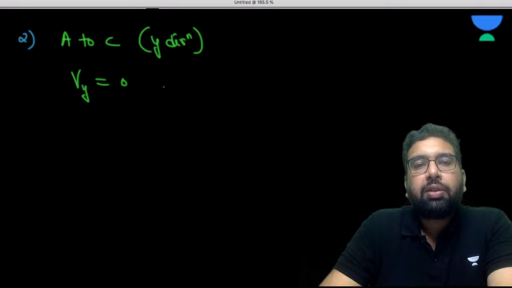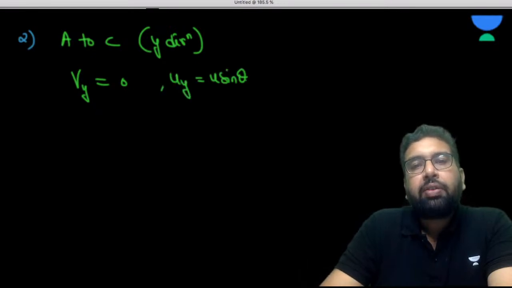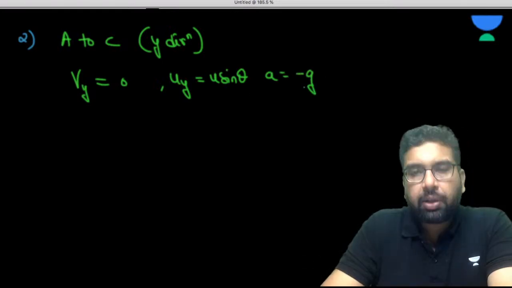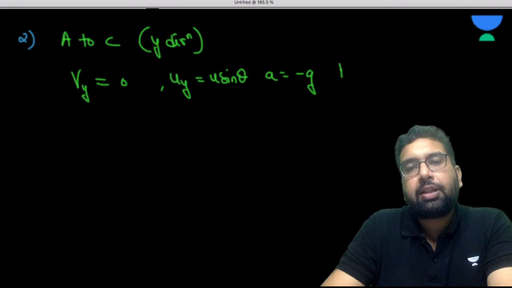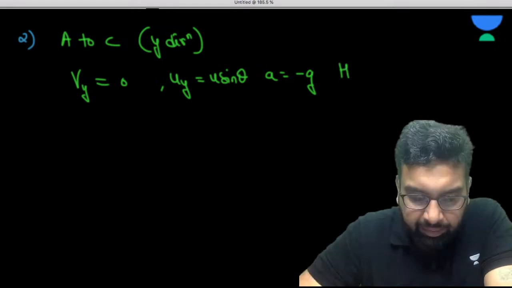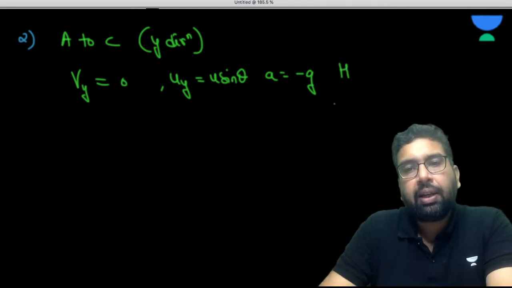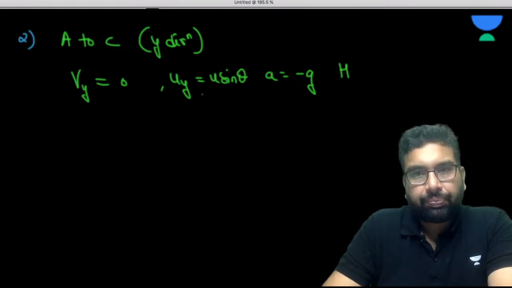And what is the initial velocity in y direction, sir? This is u sine theta. Acceleration we have, that is what? Minus of g, and we wanted to find the height, that is h. So see what is going to happen.